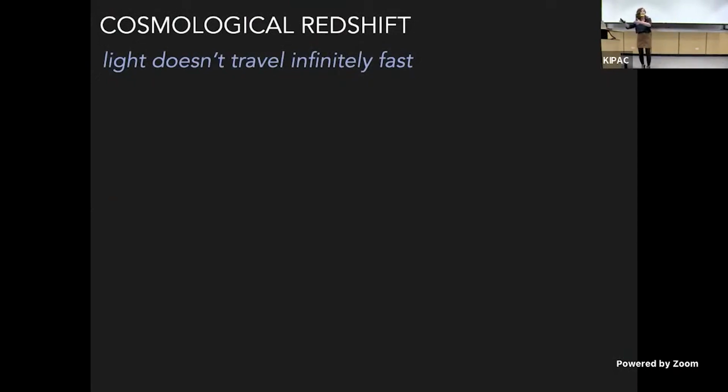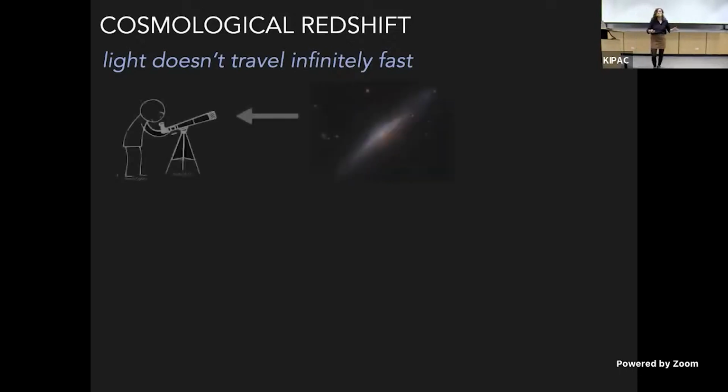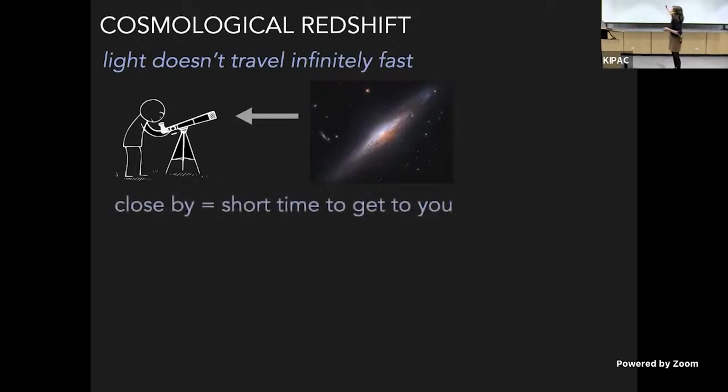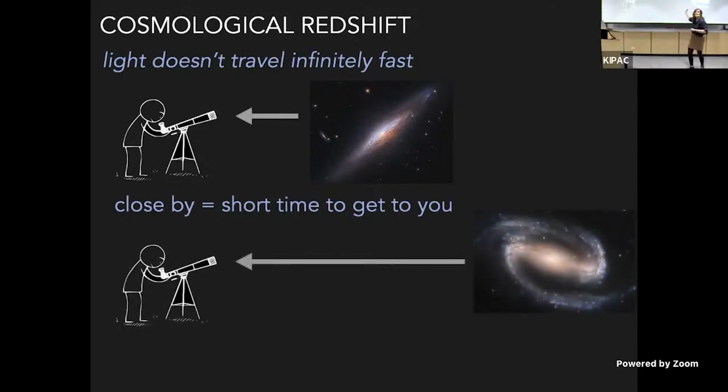Fundamentally, this is because light doesn't travel infinitely fast. It takes light some amount of time to get from one point to another point. So if we're this little guy over here, looking through our telescope at a galaxy, if that galaxy is relatively close to us, it didn't take the light very long to travel from that galaxy to us. And so we're looking at that galaxy as it was relatively recently in the past. This is our kind of fossil galaxy.